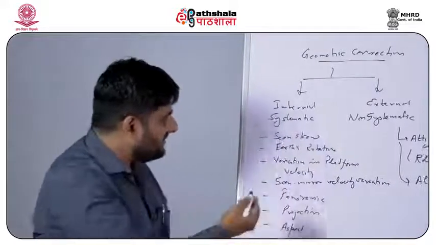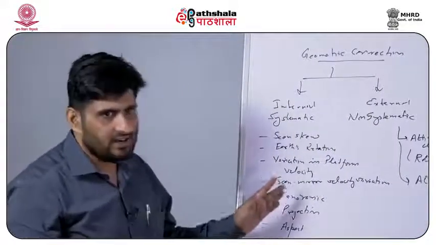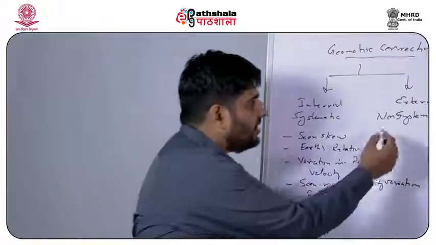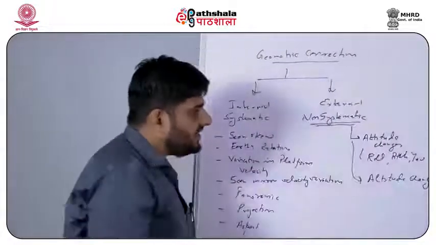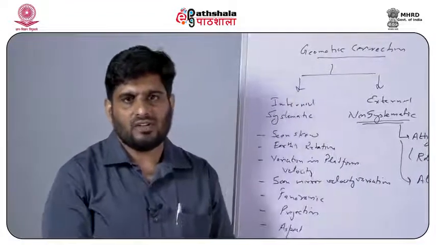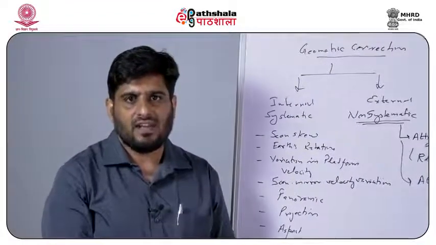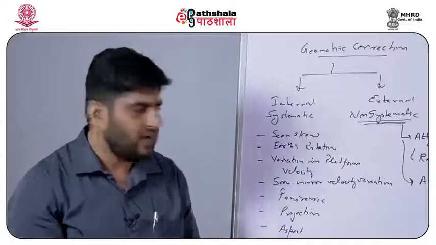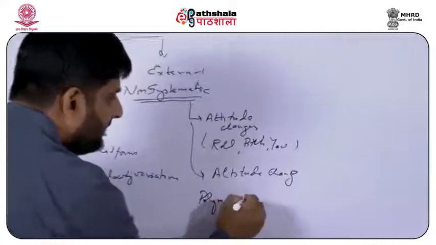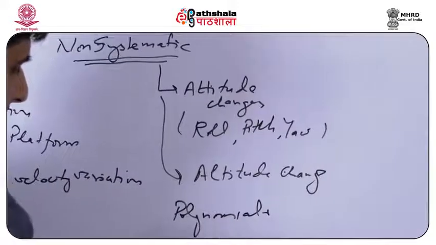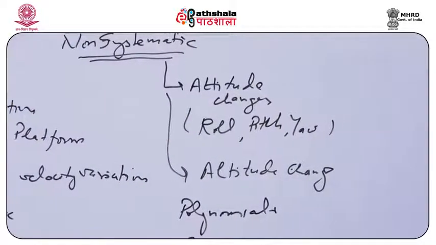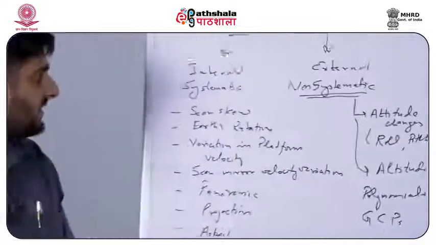As we have discussed, these kinds of internal errors can be rectified by mathematical models, whereas these non-systematic errors are very difficult to model, but their correction may be carried out by using certain polynomial equations as well as data from the ground control points. So, we can use polynomials for correction of these data, as well as we can also make use of GCPs, that is ground control points. So, we can discuss these.